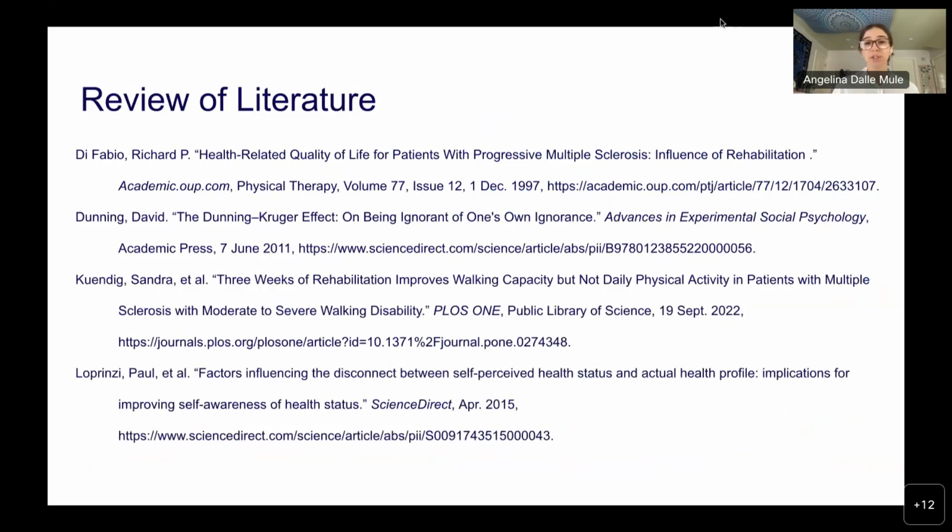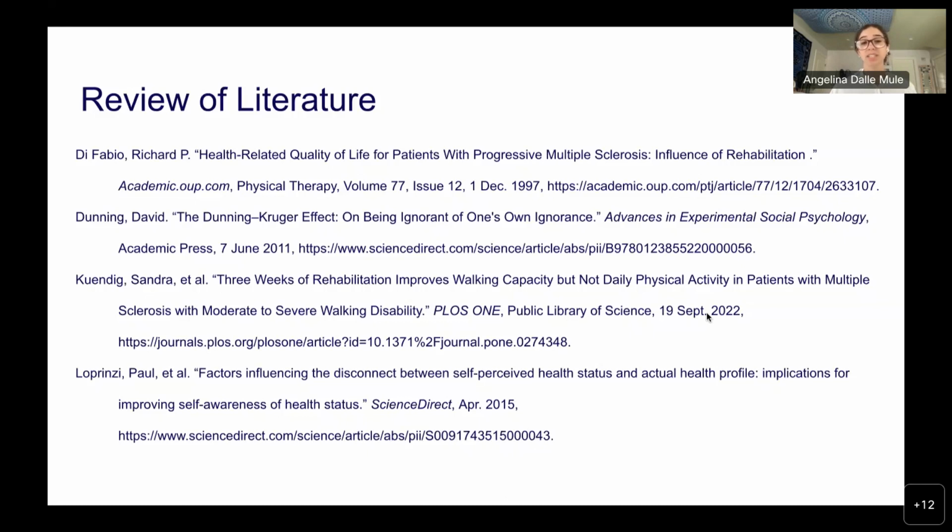So for my review of literature, I've got health-related quality of life for patients with progressive multiple sclerosis, influence of rehabilitation. So this was a rather old journal article, but it was talking about how when compared to patients that did not have that in-person rehabilitation, people with rehabilitation who have multiple sclerosis had much higher energy, had much less fatigue after this study was conducted. The Dunning-Kruger effect on being ignorant of one's own ignorance will come up later in my discussion, and this is when I was investigating cognitive biases to see why my hypothesis was not supported, which I will cover later.